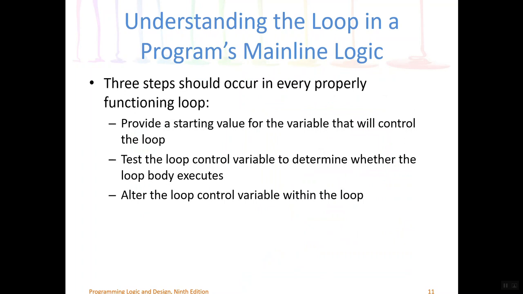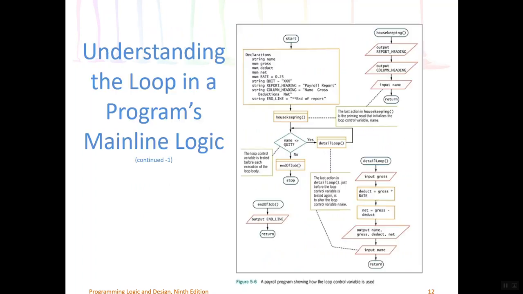And this is just reiterating those points, that all three of those points are required for every loop. We need to provide a starting value for the loop control variable, we need to test it, and inside the loop body, we need to alter that loop control variable. So this is just kind of rehashing a familiar program, the payroll report program that we saw earlier.